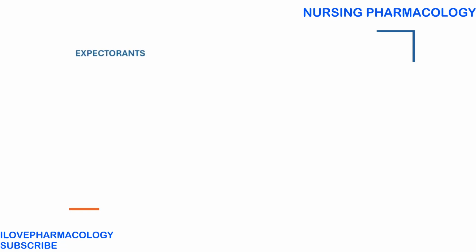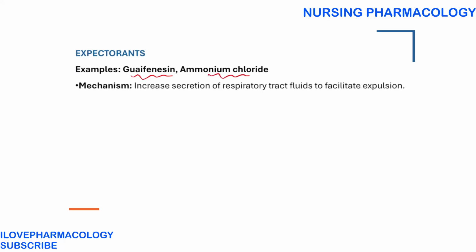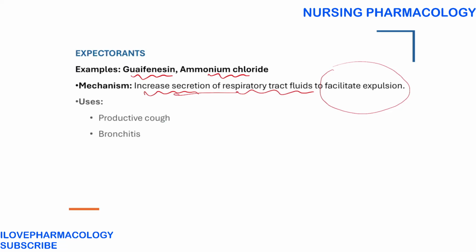And next we have expectorants. These are the drugs which we need to remember: guaifenesin and ammonium chloride. These drugs are going to increase the secretion of the respiratory tract. They facilitate the expulsion of the respiratory secretions. So it is used in productive cough and bronchitis.